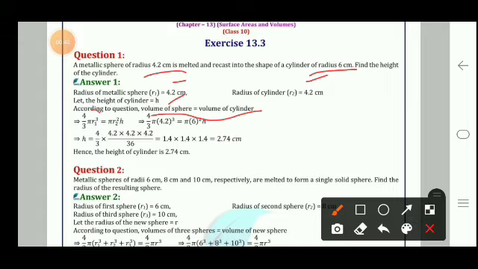So volume of sphere is 4 upon 3 pi R1 cube. Volume of cylinder is pi R2 square h. So putting the values, 4 upon 3 pi into 4.2 whole cube is equal to pi into 6 square into h. On solving, we get h is equal to 2.74 centimeters. So this is the height of the cylinder.